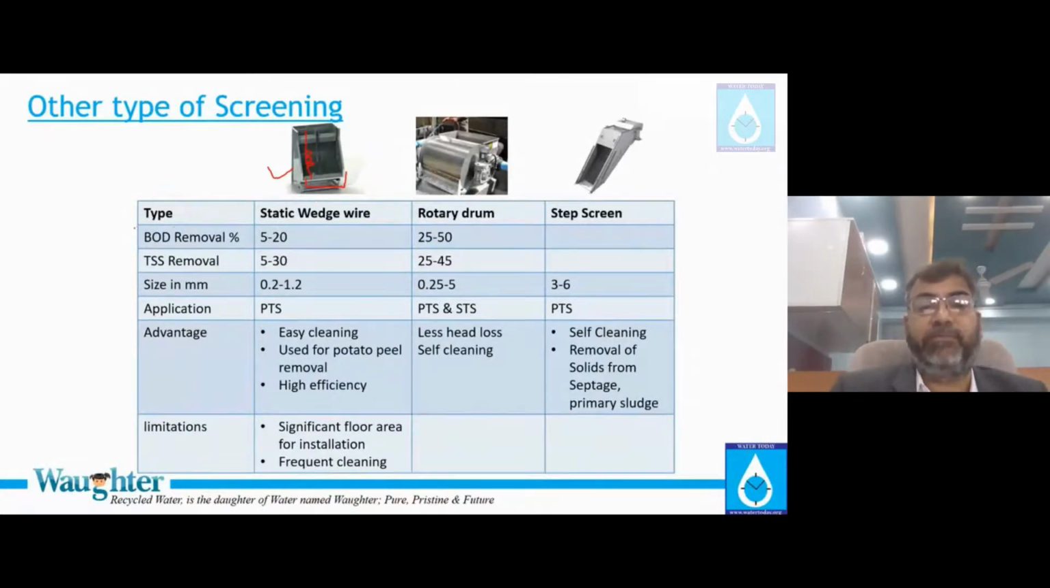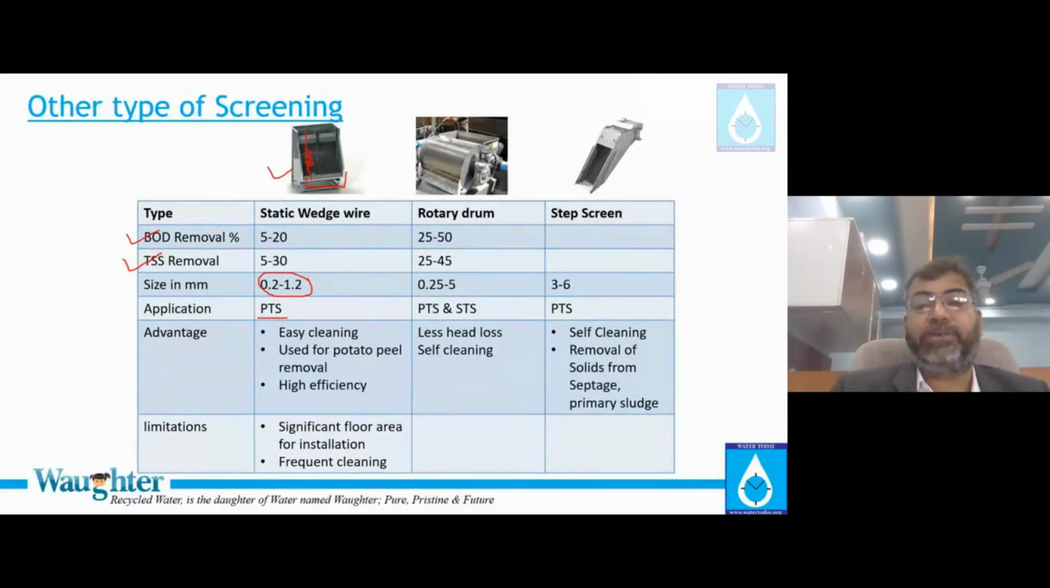They do some removal of suspended matter. They also remove suspended solids to a great extent, typically up to 1.2 mm size. You can go to 1.2, even 0.2 mm, with this kind of screen. Application, most of the time, is in the primary treatment systems. These kinds of screens are important there.